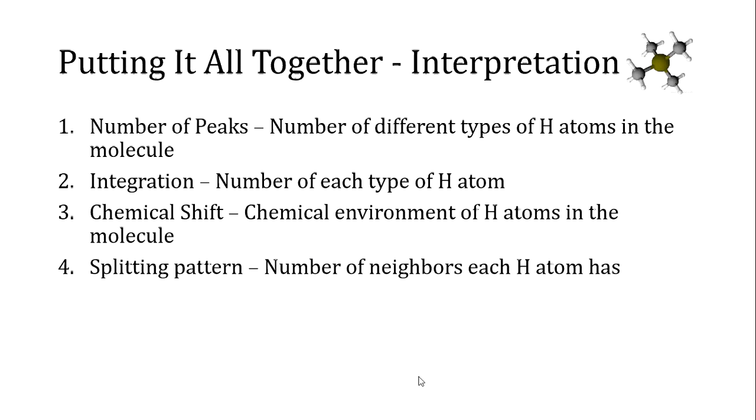So let's come back and summarize what we've talked about. An NMR spectrum contains 4 critical pieces of information, at least a hydrogen NMR spectrum. The number of peaks tells you about the number of different types of hydrogen atoms in the molecule. The integration number tells you about the number of each type of hydrogen atom. Chemical shift tells you about the chemical environment of those hydrogen atoms. And then the splitting pattern tells you about the number of nearest neighbors each hydrogen atom has.